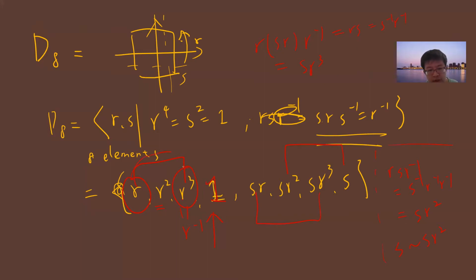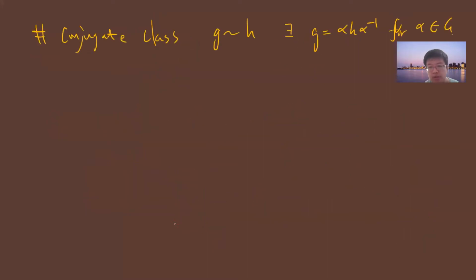So we have the first conjugacy class, second, third, fourth, and the fifth. Okay, so there are 5 conjugacy classes. So let's just write down the conjugacy classes of D8: identity, which is 1, and R, which is the same as R cube, R squared, and SR, which is the same as SR cube, and SR squared, which is the same as S, right? So a total of 5.